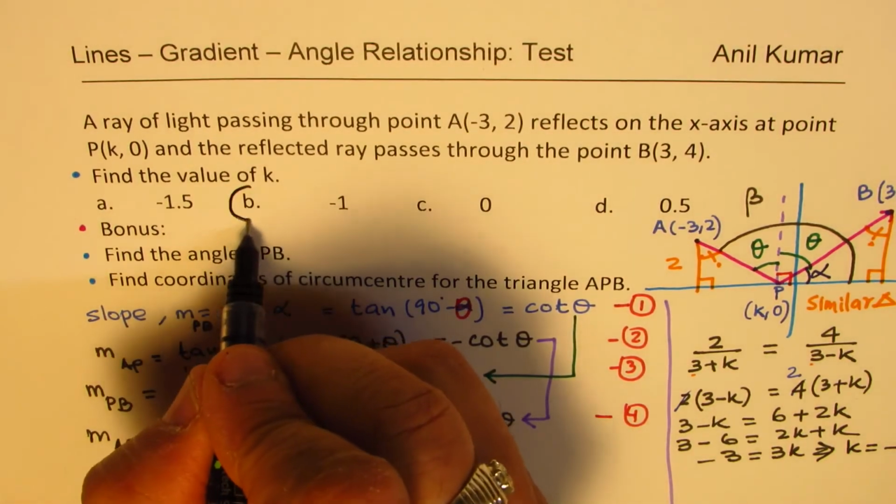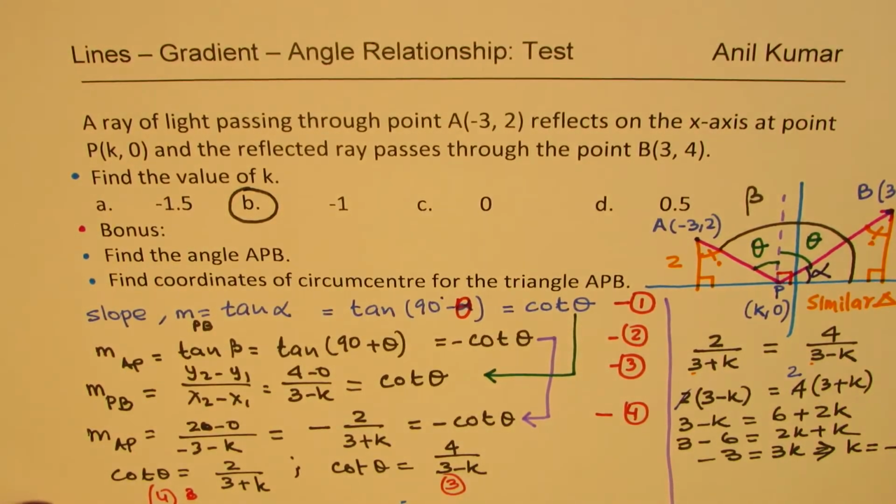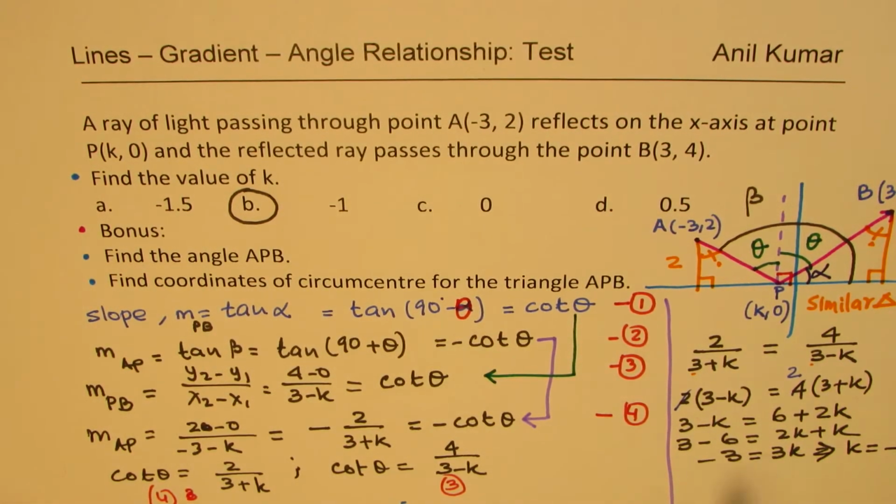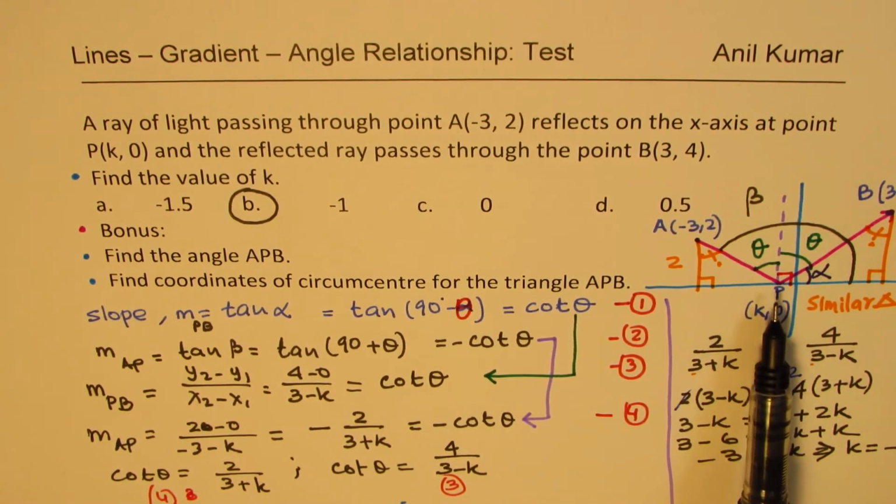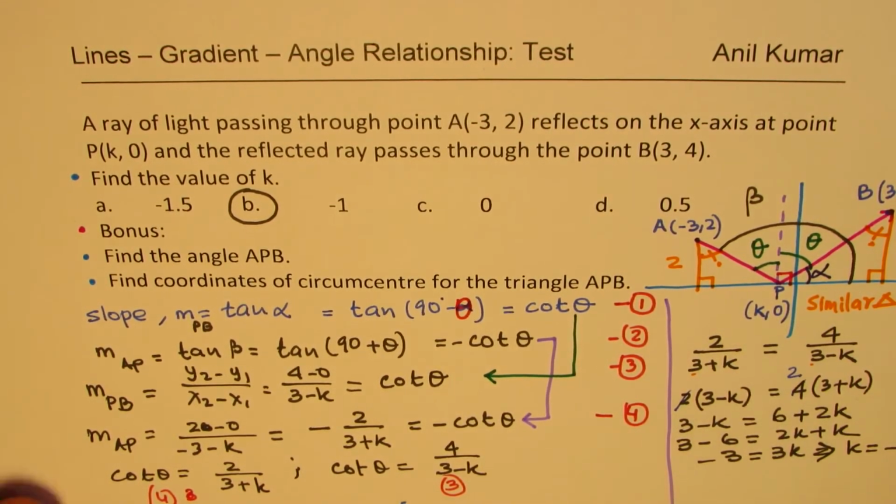So option B is the right option. Do you see that part? So that is how we are actually going to find the point P, right? So now we know that the point P is actually (minus 1, 0). Is that clear to you?